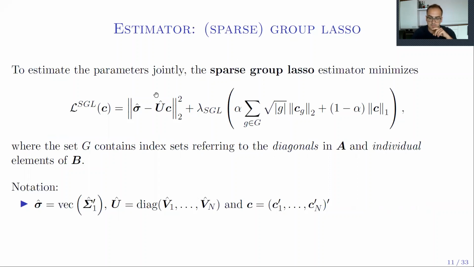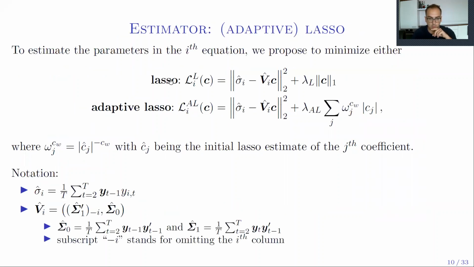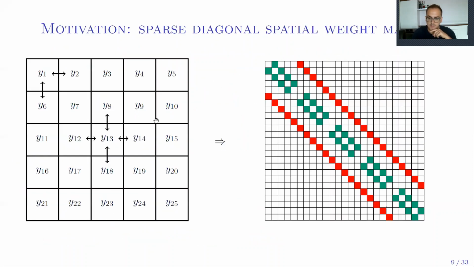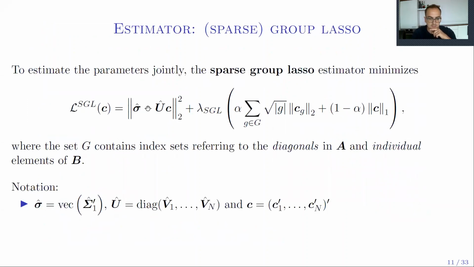The sparse group lasso cannot be estimated equation by equation like we did with the regular lasso, because this group penalty will impose cross-equation restrictions. So we have to stack the matrices, which is what we do over here. The notation is explained here. And we impose an L1 penalty on the individual elements and the group penalty on the diagonals.